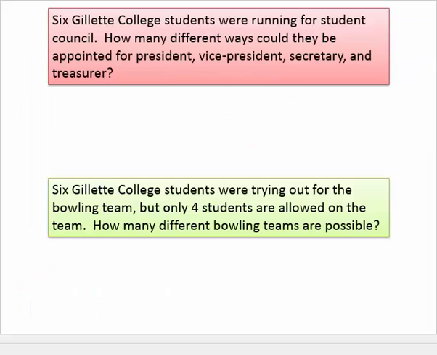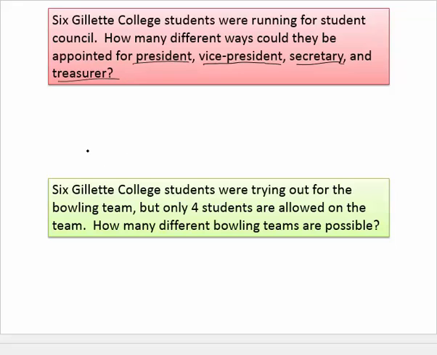And there you go. So let's start doing some problems using permutations and combinations, and like I said, the important thing is to decide what should we use. Let's read the first problem here. 6 Gillette College students were running for student council. How many different ways should they be appointed for president, vice president, secretary, and treasurer? So they're not just going to be on a committee where order doesn't matter. We have to decide who's going to be president, vice president, secretary, and treasurer.